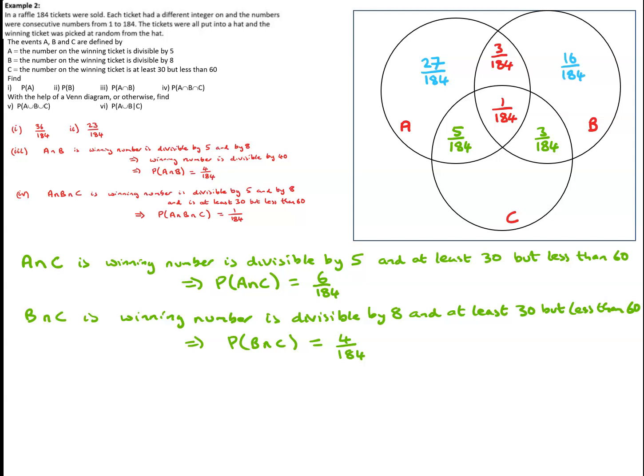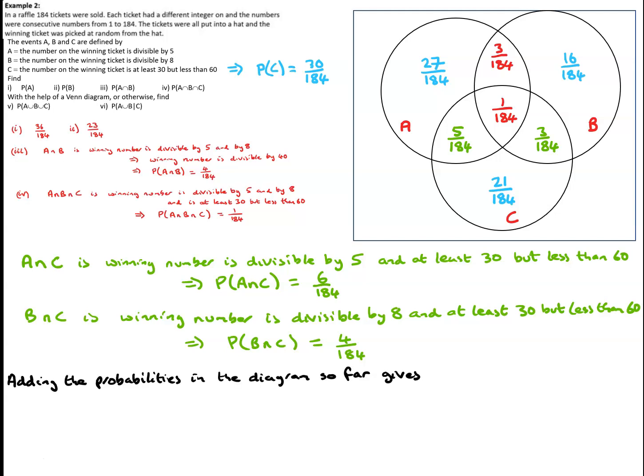Now, we haven't worked out the probability of C yet, but for the probability of getting a number on the winning ticket that is at least 30 but less than 60, there are 30 numbers that satisfy that. So the probability of C is 30/184ths, but we've already got 9/184ths accounted for, so the remaining part of C must be 21/184ths. So for the probability of A or B or C, we just need to add up all of the probabilities in the Venn diagram, and that comes to 76/184ths.